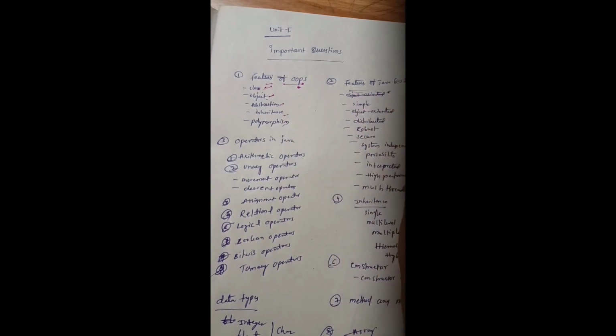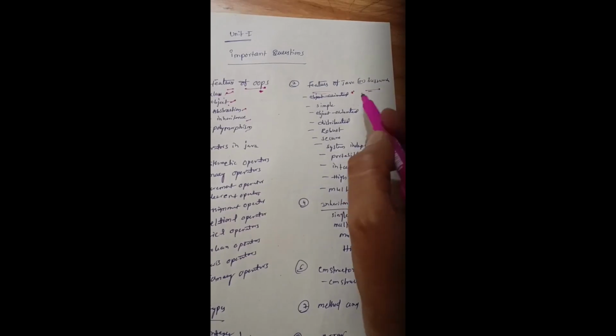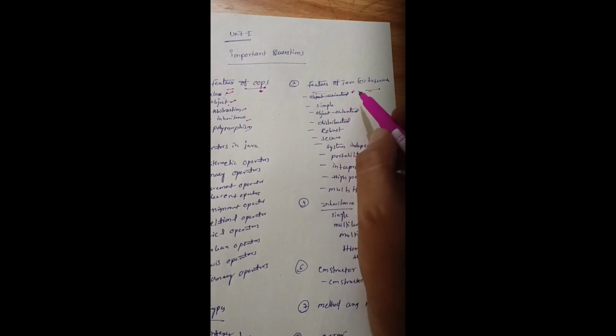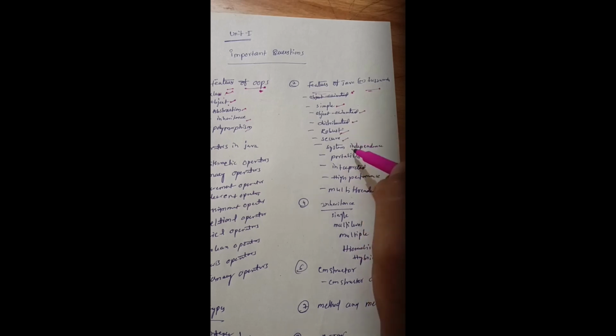Features of Java are the Java buzzwords. Java buzzwords means the features of Java. Same question, okay, but asked in a different way. They are: simple, object oriented, distributed, robust, secure, system independent, portable, interpreted, high performance, multi-threaded.